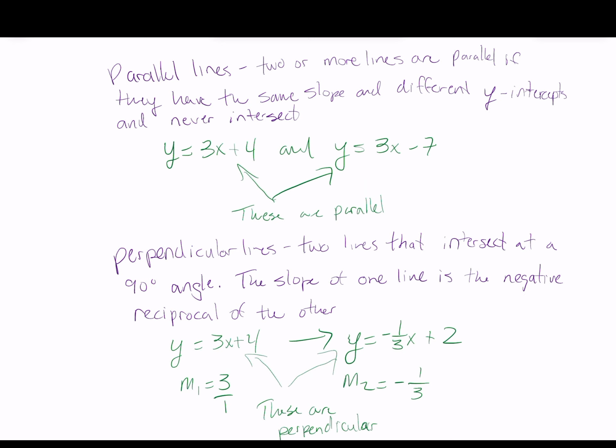So again, parallel lines never intersect, and the equations have the same slope. Perpendicular lines do intersect at a 90-degree angle, and the slope of one line is the negative reciprocal of the other. You take the slope of one, you flip it, and put a negative sign in front of it. If it's already negative, you just switch the sign. Okay, so let's do an example of that.